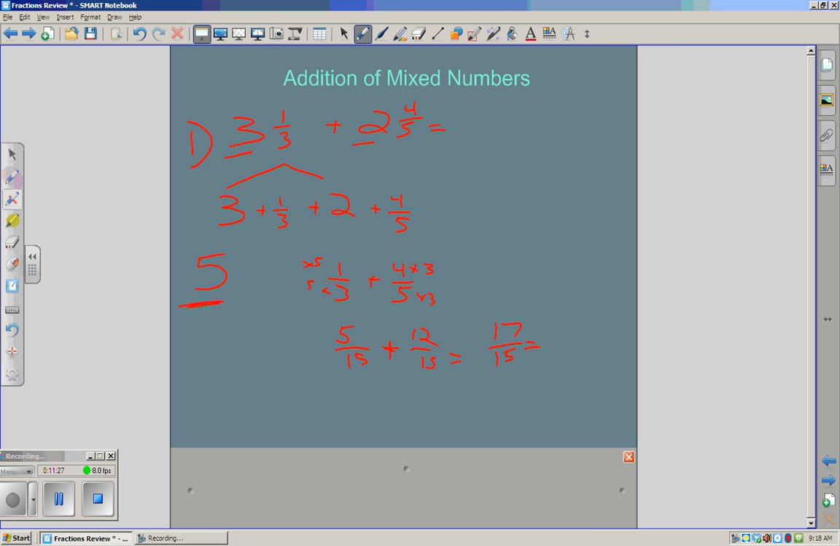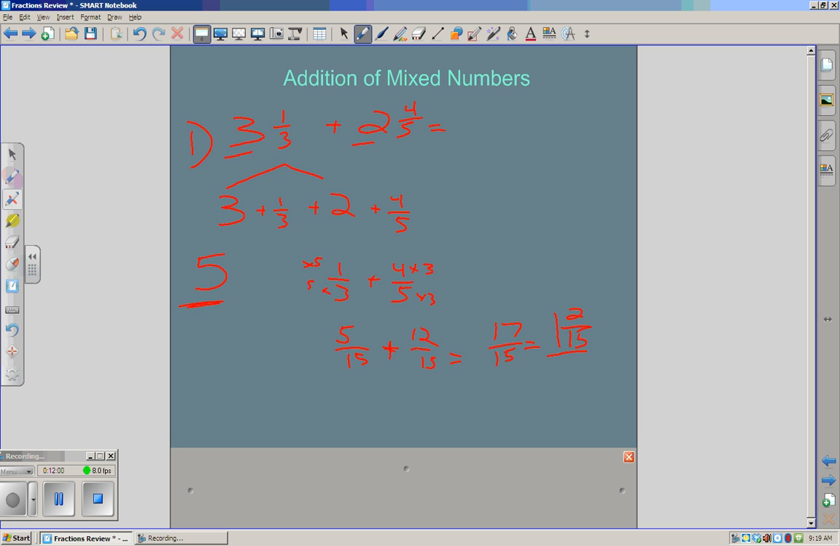Now, since my fraction is improper, I have to put it into a mixed number. 15 goes into 17 one time. I think to myself, what is left over? So if 15 goes into 17 one time, 15 times 1 is 15. There's 2 left over to get to 17. And my denominator does not change, 1 2/15. This is lowest common form.